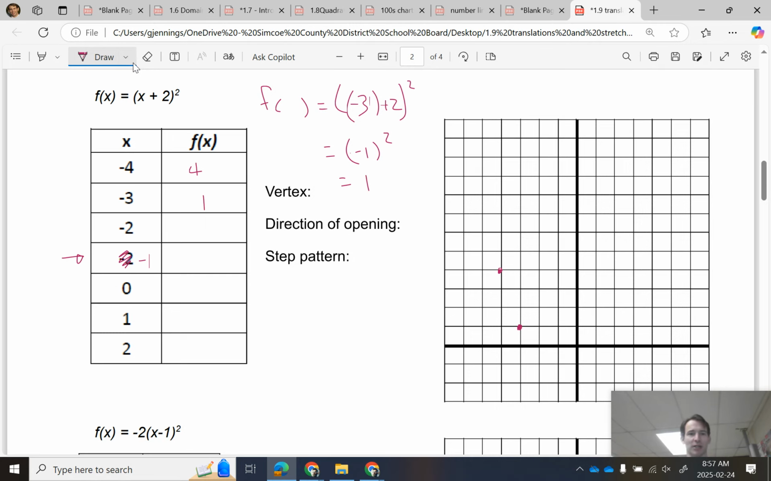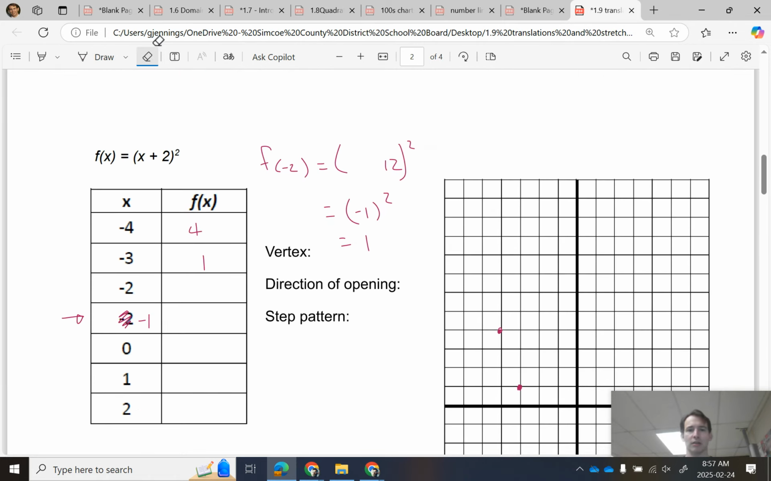Okay, so we had 3 minus 1. Oh, look at this. If we put in minus 2 here, watch what happens. If I just remove these and substitute in minus 2 for x, minus 2 plus 2 is 0. 0 squared is 0. Now let's try minus 1.